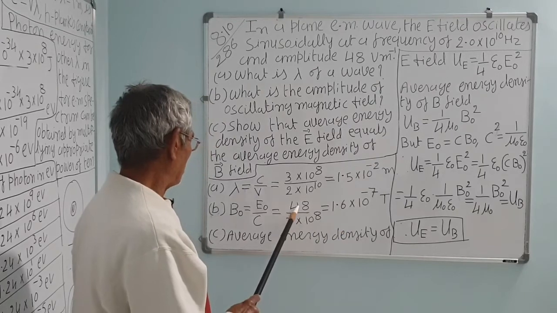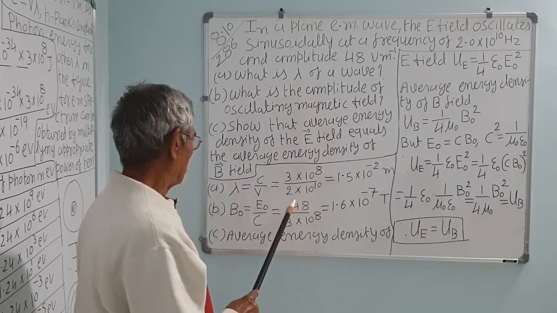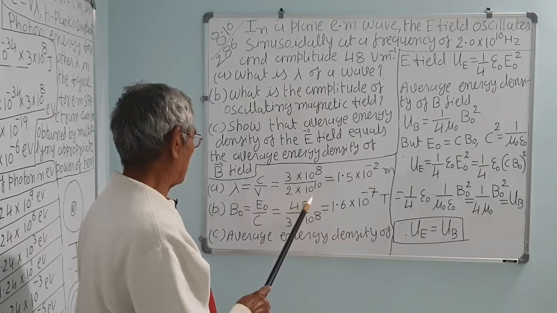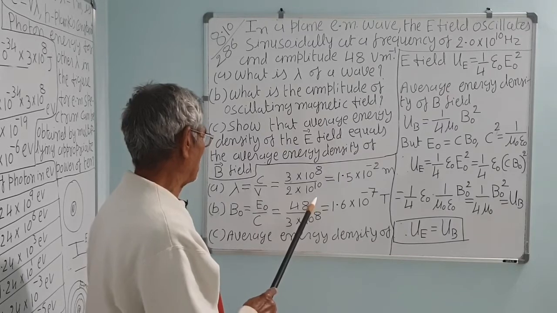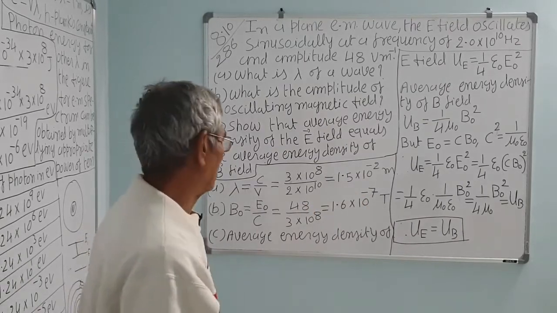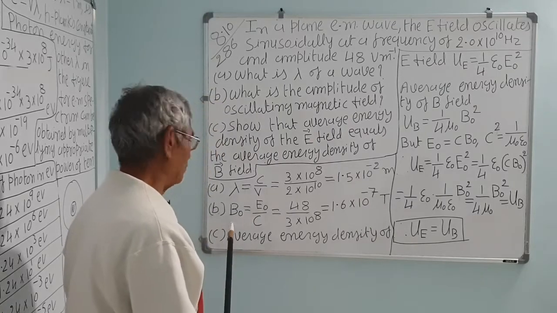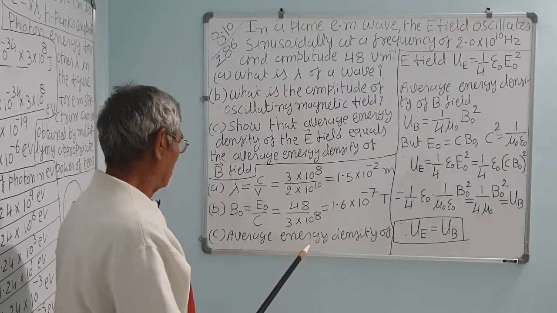That is 48 divided by 3, that is 16, correct? This 16 you can write as 1.6 into 10 raised to power 1, and this goes with power minus 8, that is minus 8 plus 1, which is minus 7. So 1.6 into 10 raised to power minus 7 Tesla. What is the unit of B field? It is Tesla.